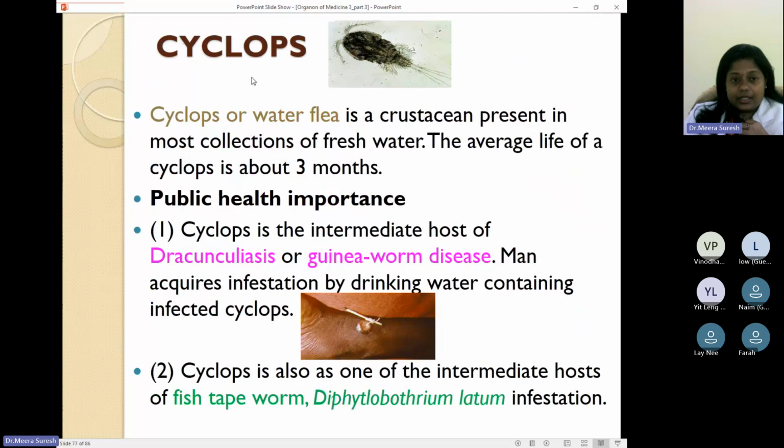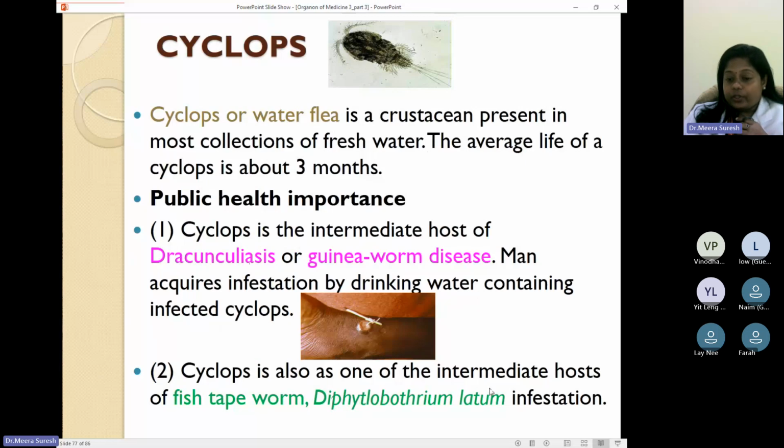Now, I think this is the last one, the cyclops or the water flea. It's a crustacean present in most collections of fresh water. The average life of a cyclops is about 3 months, and it's very important because it causes the disease dracunculiasis or the guinea worm disease. And you might be remembering this, because dracunculiasis is now on the verge of not extinction, eradication, we can say. It is mainly when man acquires infestation by drinking water containing the infected cyclops.